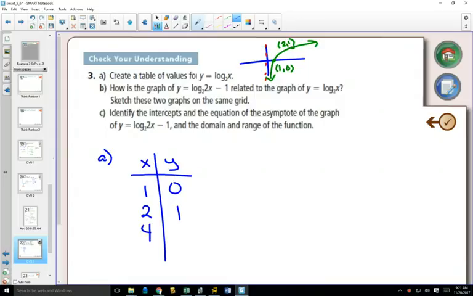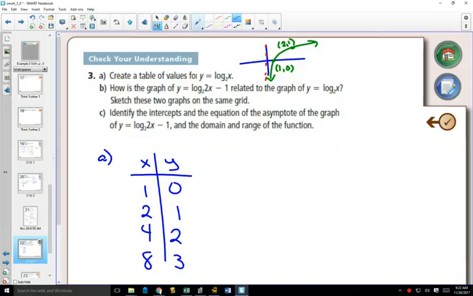4, what is log 2 of 4? 2. What's the next one? 8. Log 2 of 8 is 3. So the table of values here is just really asking yourself, do you understand what a log is asking for? A log is asking for the exponent. When I have log 2 of 8, I'm asking 2 to what power or what exponent would be 8. And then I can figure out that that would be 3. So there's our table of values.